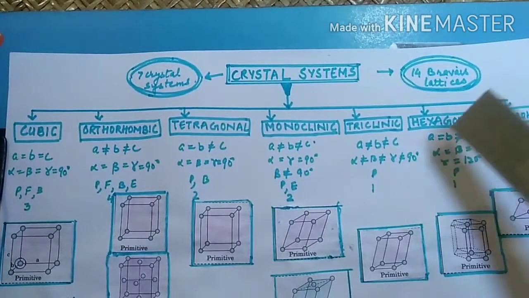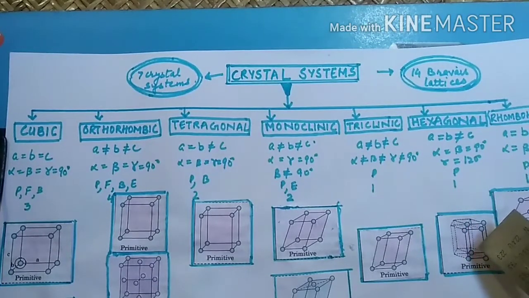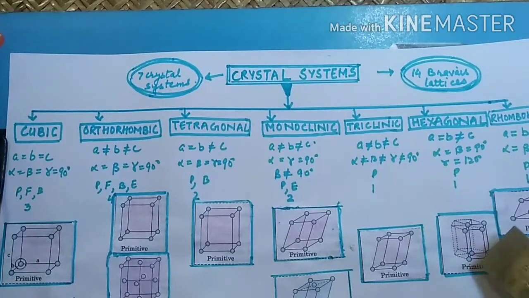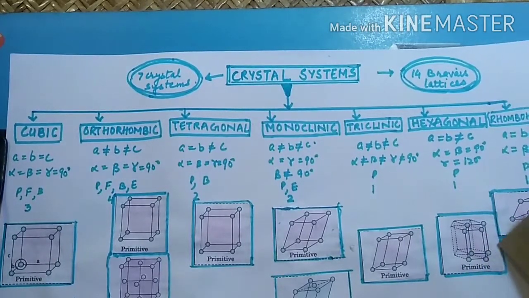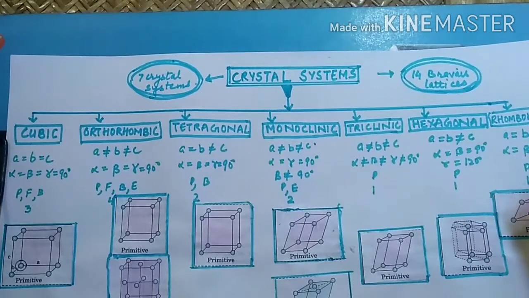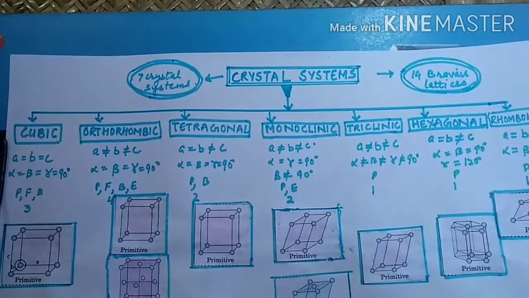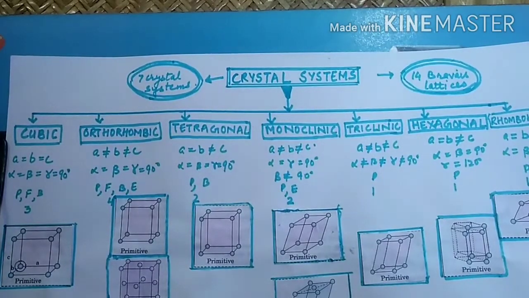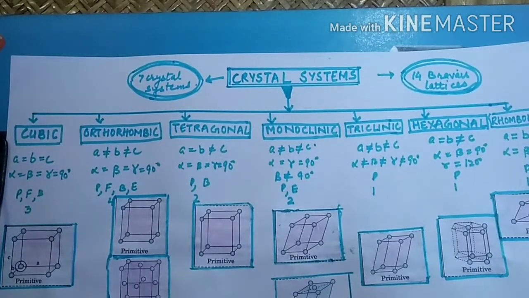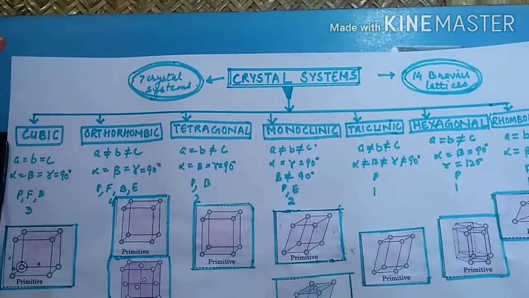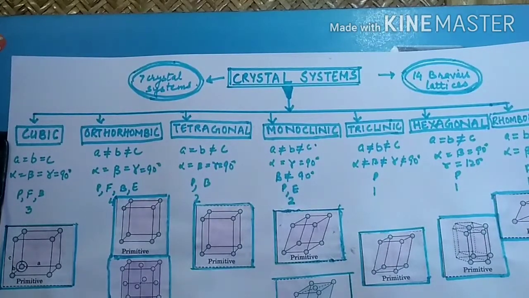In hexagonal, A is equal to B but not equal to C. Alpha is equal to beta is equal to 90 degree, but gamma is equal to 120 degree, because of which the base is hexagonal. So this type of crystal system is called hexagonal crystal system. Then we have rhombohedral crystal system, in which A is equal to B is equal to C. The sides are equal, and the angles, which are equal to each other, are not equal to 90 degree, and we have primitive unit cell only in this type of crystal system.